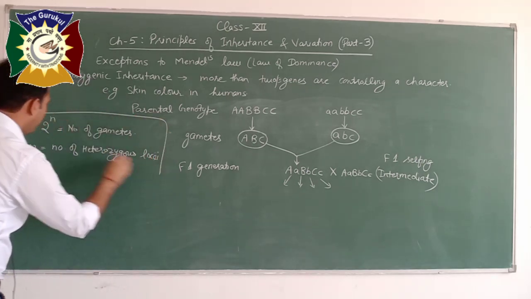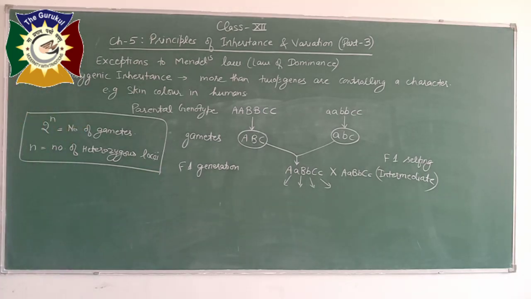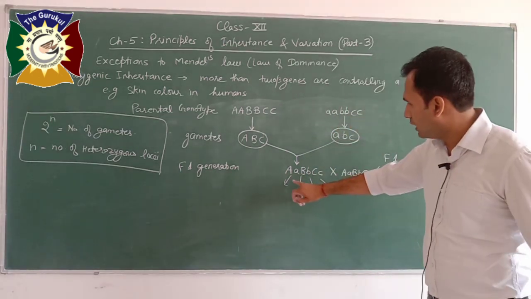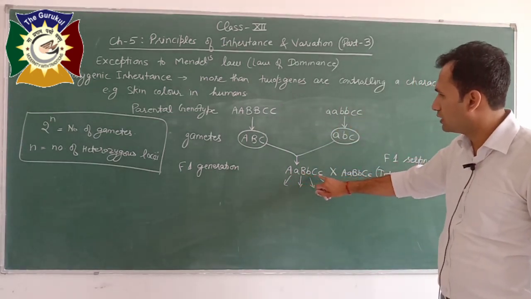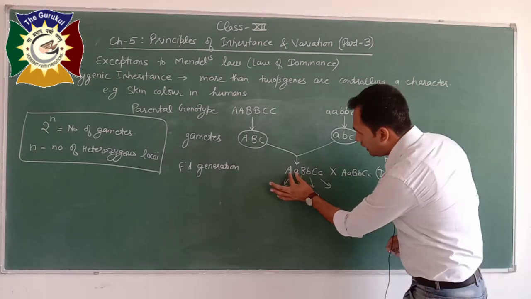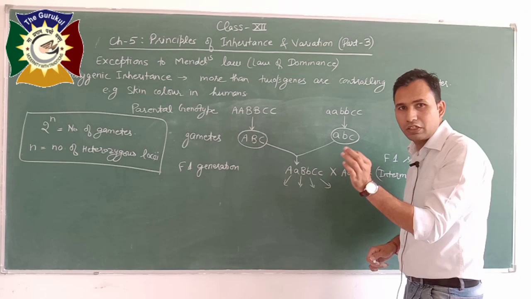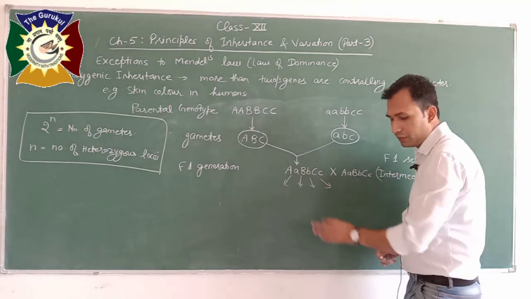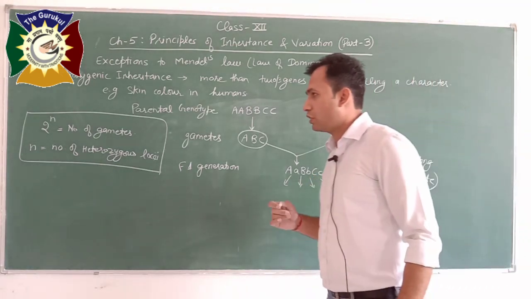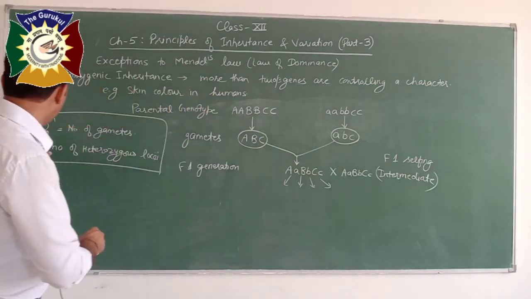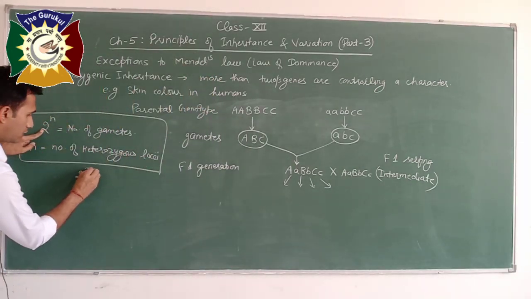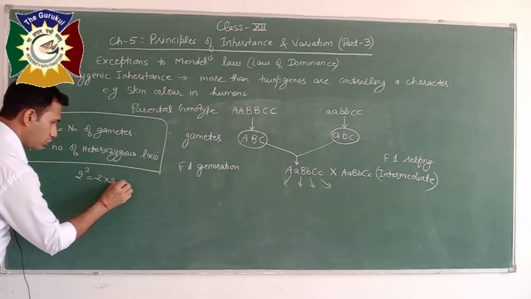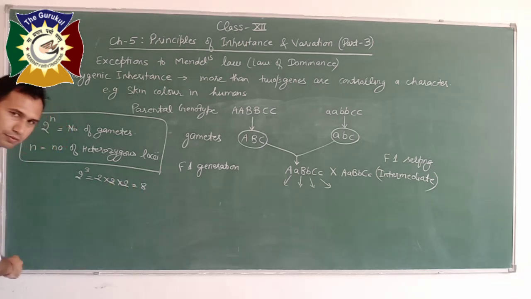So this is the formula to calculate the number of gametes from a particular genotype. Here the genotype is capital A, small a, capital B, small b, capital C, small c. It means there are three different loci. Locus is singular and loci is plural. So there are three loci at which the genotype is heterozygous. So we will put 2 to the power 3, because there are 3 heterozygous positions. So 2 into 2 into 2 is equal to 8.